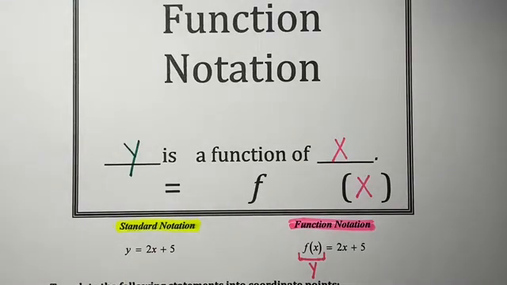You're going to notice when we use function notation, instead of y, we will use f of x. It's not f times x. This is a function of x. So this is our output, y equals 2x plus 5.